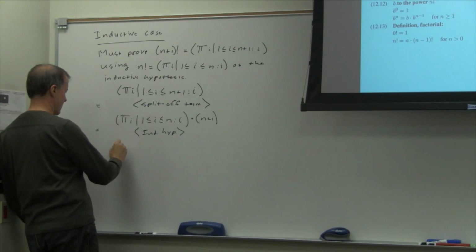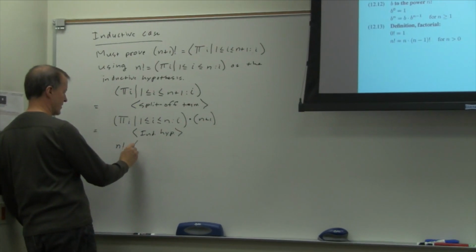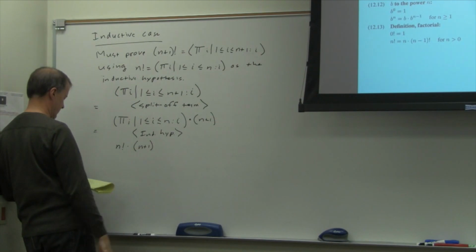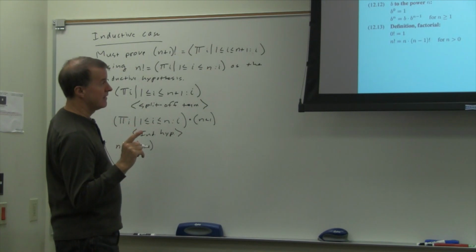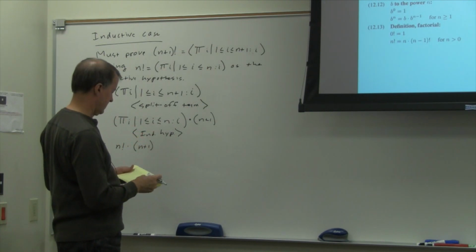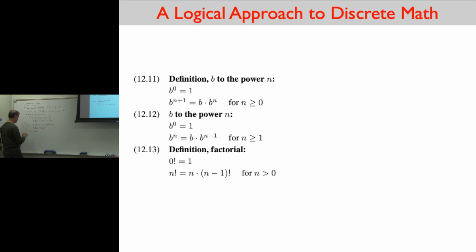So this is n factorial times n+1. Now how do we use 12.13? You use the bottom of it, but the bottom has n factorial. Here we have n factorial times n+1, and there we have n times (n-1) factorial. It's the same thing.